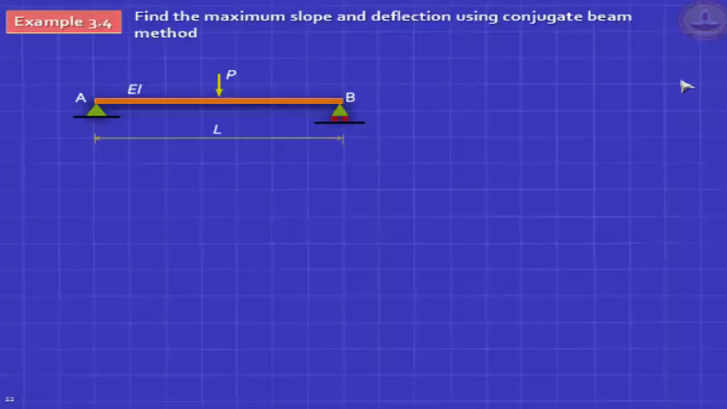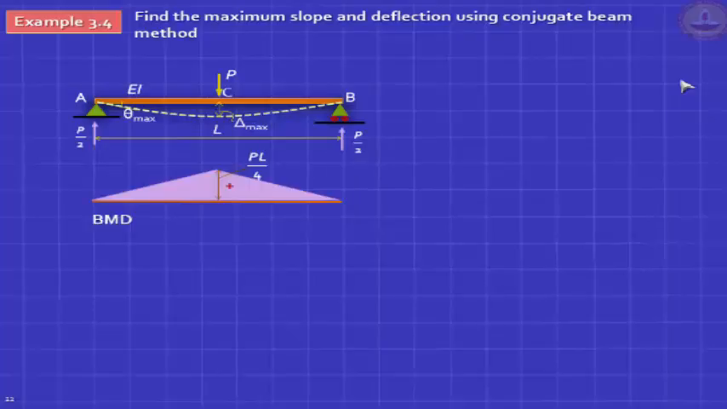How to prove it? This is your real beam. The question is, derive an expression for delta max and theta max using the conjugate beam method. First, draw the bending moment diagram. We know how to draw it. Find the support reactions. Draw the bending moment diagram.